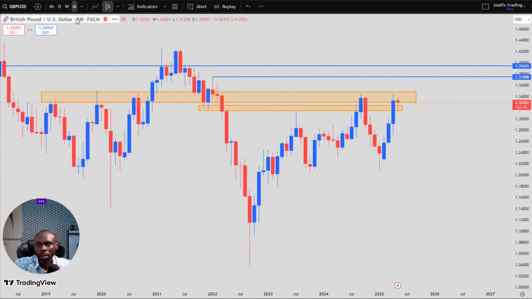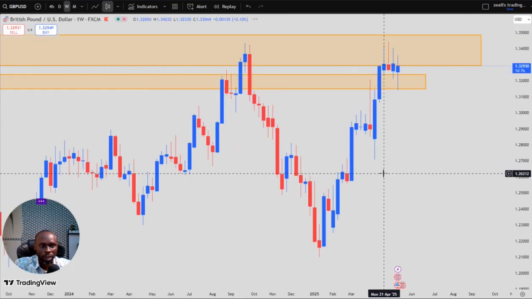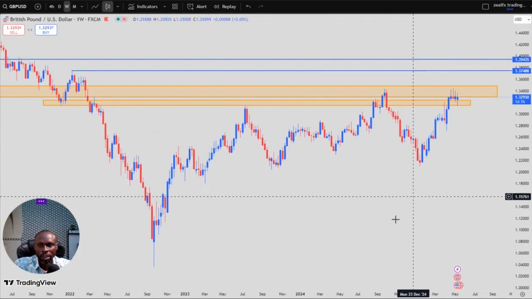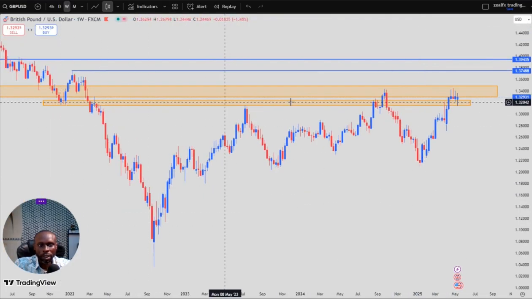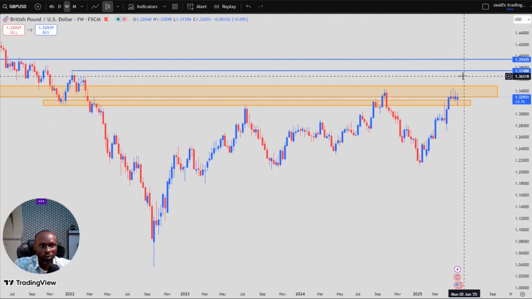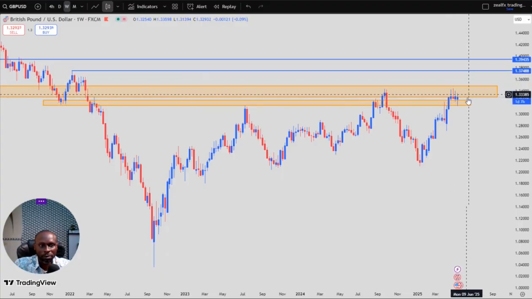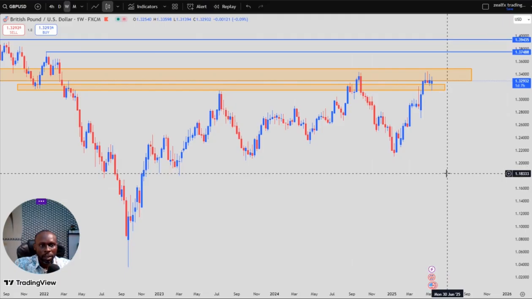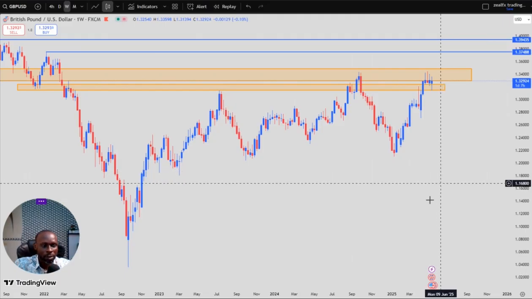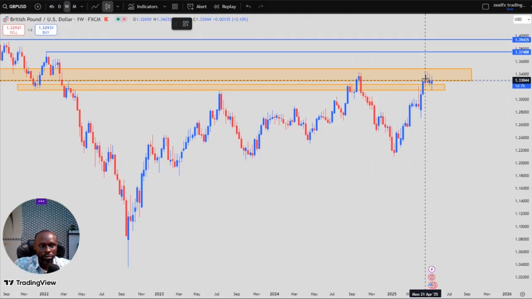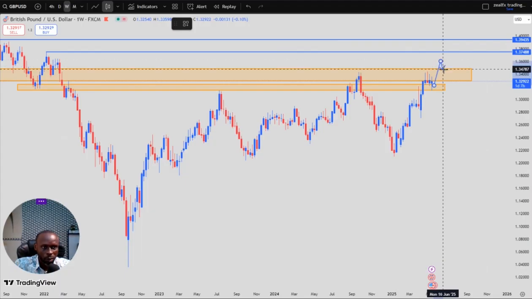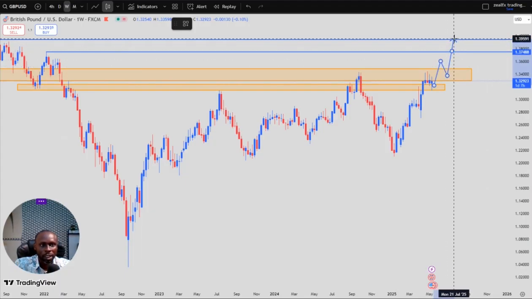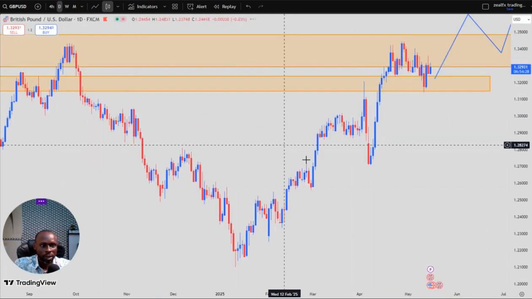So let's go to the weekly chart of the Great British Pounds USD. On the weekly chart, you can see that this is our weekly support level here. We expect price to reverse from it. Price has tested that level now and is already reversing from it. So what we expect now for us to buy is for price to clear out this level, then retest, for a further push to this level and this level. So let's look at the daily chart of the Great British Pounds USD.